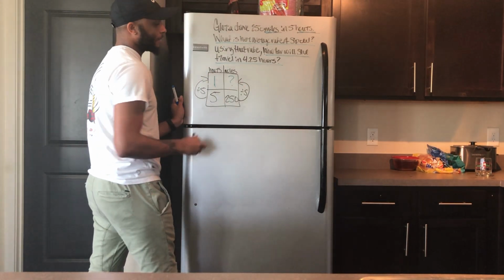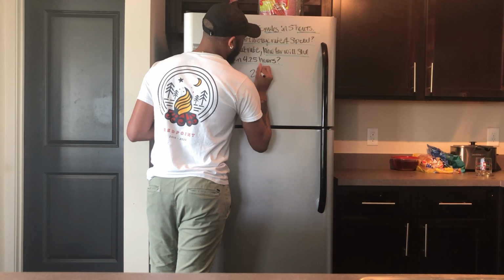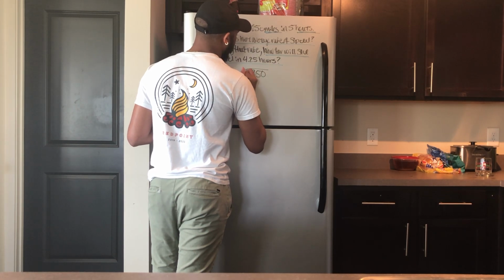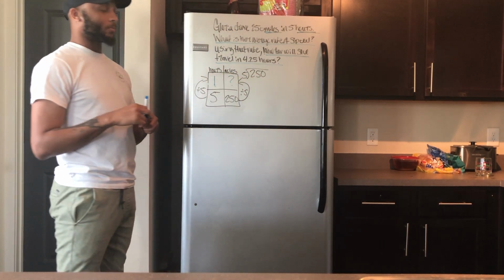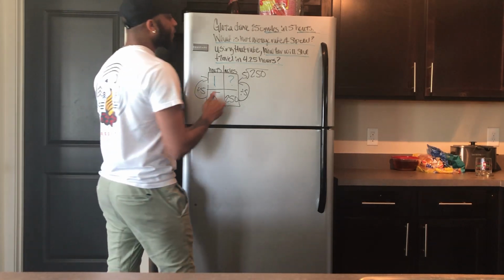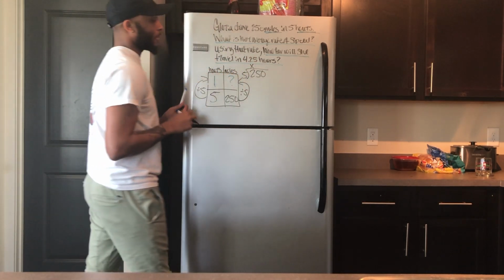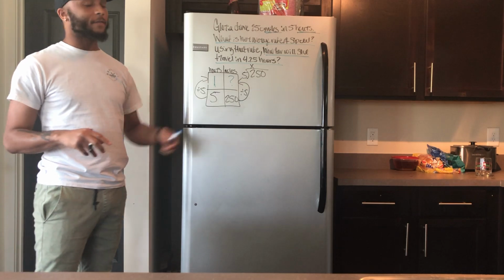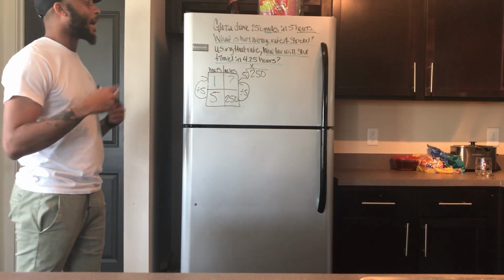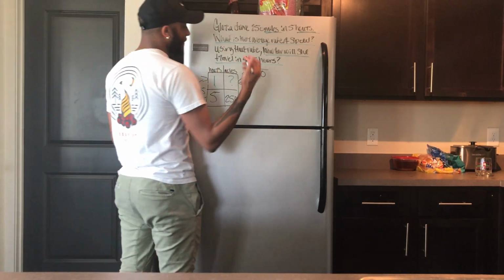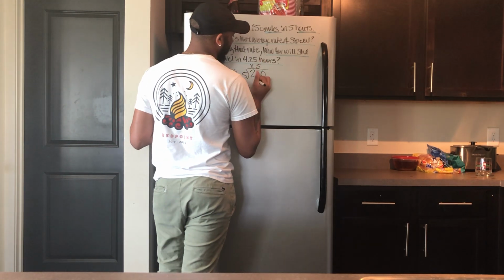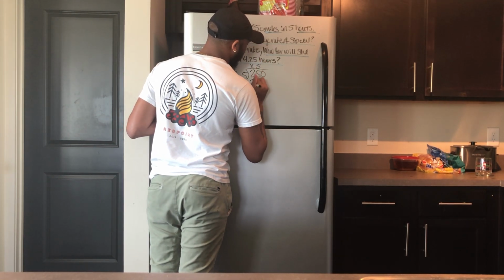Divide that by 5, right? 250 divided by 5. Can 5 go into 2? No. What we want to do is put a placeholder, all right? Can 5 go into 25? Yes, it can. How many times? 5 times. 5 times 5 gives us 25, right?